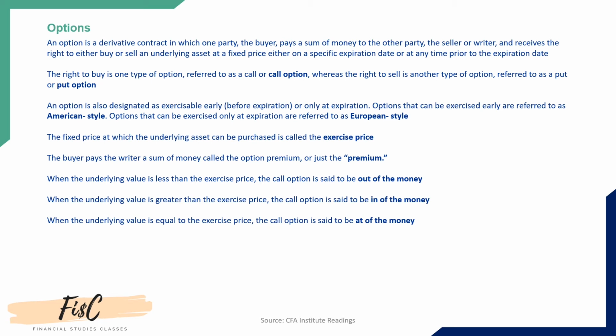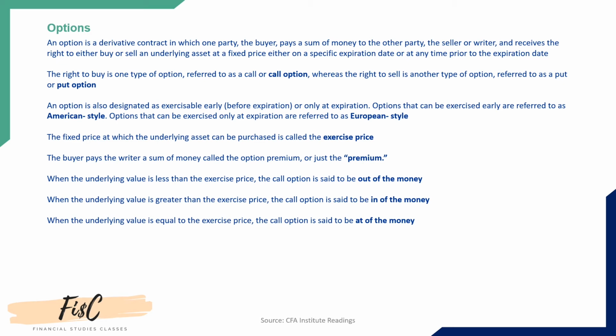Now if the value of an underlying asset is higher than the exercise price in a call option, then it is called an in the money call option. We are calling it in the money option because if the underlying asset has a higher price than the exercise price, then in the call option we have the right to buy at a fixed price which is lower than the market price. So we are going to use our option. That's why the option is in the money.